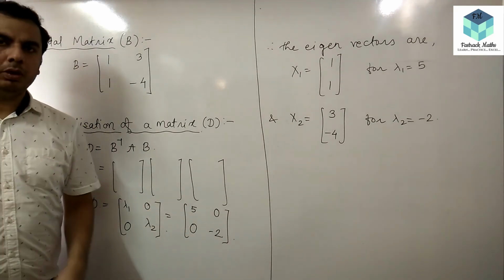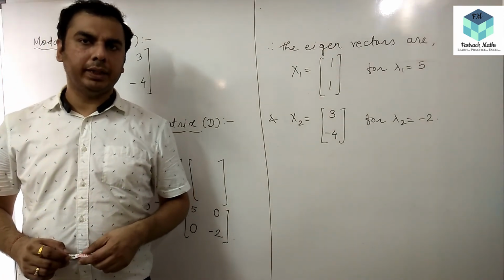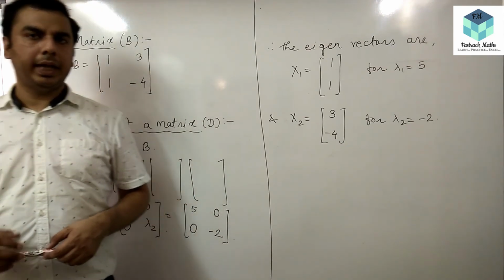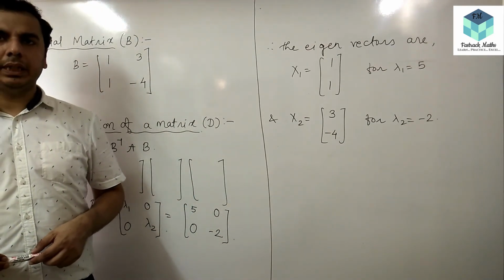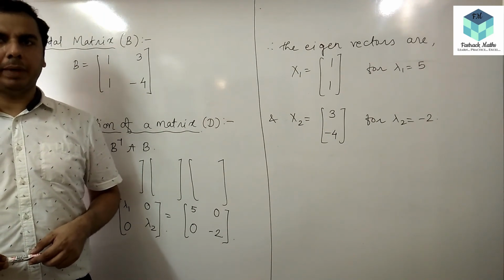So this is all about the characteristic equation, eigenvalues, eigenvectors, modal matrix and diagonalization of a matrix. In the next video we will see how to find eigenvalues and eigenvectors for a 3 by 3 matrix.